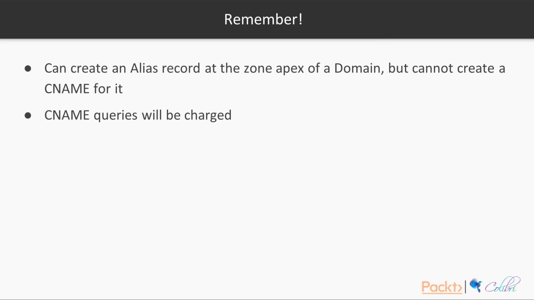You can create an alias record at the zone apex of a domain, but you cannot create a CNAME for it. And you should think about the zone apex as being the top node of a DNS namespace. So let's say if you register the DNS name example.com, the zone apex is going to be example.com. Another key difference between alias records and CNAMEs is that CNAME queries will be charged.